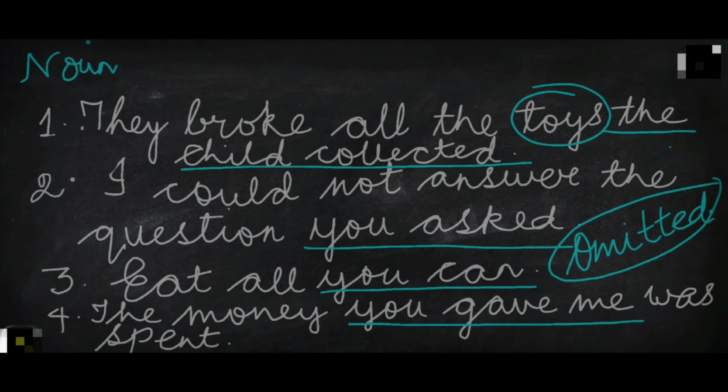I could not answer the question you asked. Okay? So here also which you asked, which is omitted. Next, eat all you can. Eat all that you can. It is implied and therefore you need not use it here. The adjective clause will be you can. The money you gave me was spent. That or which you gave me was spent, hence omitted.